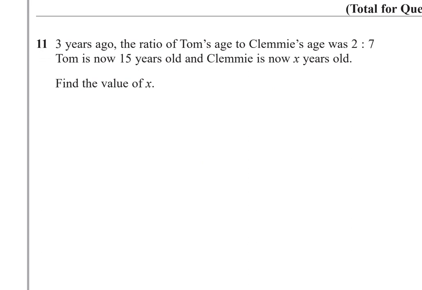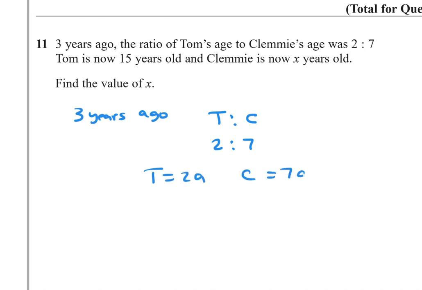Number 11. 3 years ago, the ratio of Tom's age to Clem's age was 2:7. Tom is now 15 years old, and Clem is now x years old. Find the value of x. 3 years ago, the ratio between Tom and Clemmy was 2:7. So we can say that Tom is 2a and Clemmy is 7a.